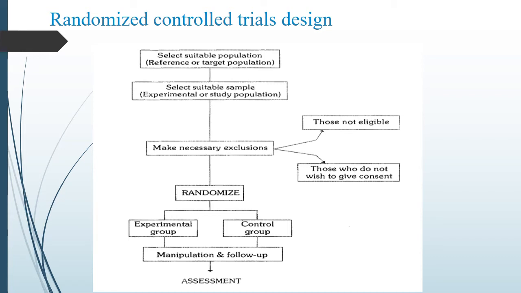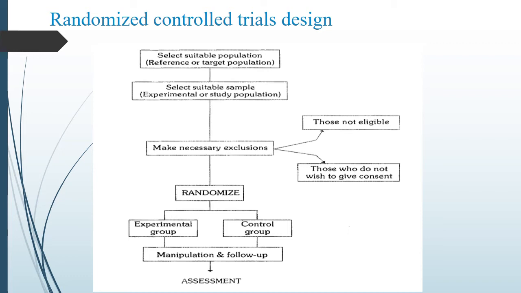Then randomize. Maybe I select 50 persons aged 25 to 30 years. Among them, I randomly select half for the experimental group and set the other group as the control group. So two groups are selected among the pregnant women. In the experimental group I will give green leafy vegetables, but for the control group I will not give any intervention. Then comes manipulation and follow-up, and we assess what their result will be.